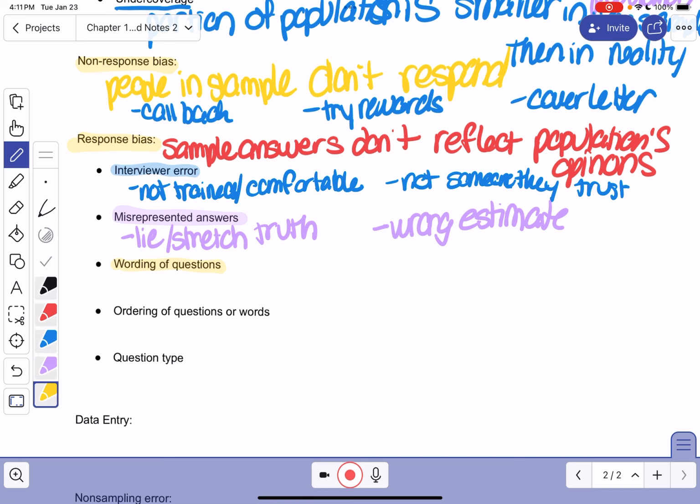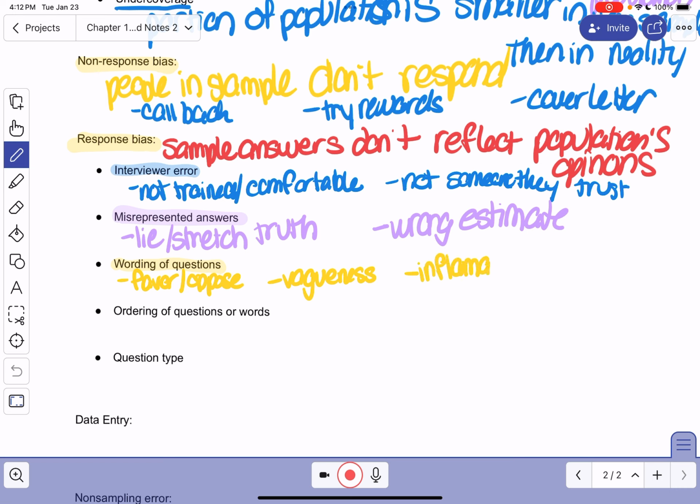Wording of the questions can matter. Sometimes if you say, do you favor versus do you oppose, people, if it's a yes or no question, might say yes instead of whether it's a favor or oppose. So you would want to give them choice. If the question's vague, if it's hard to understand the question, you might answer something different than what you think you're answering.